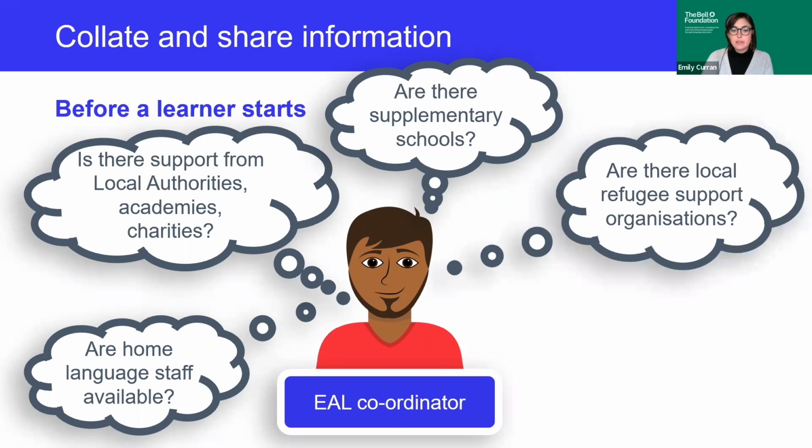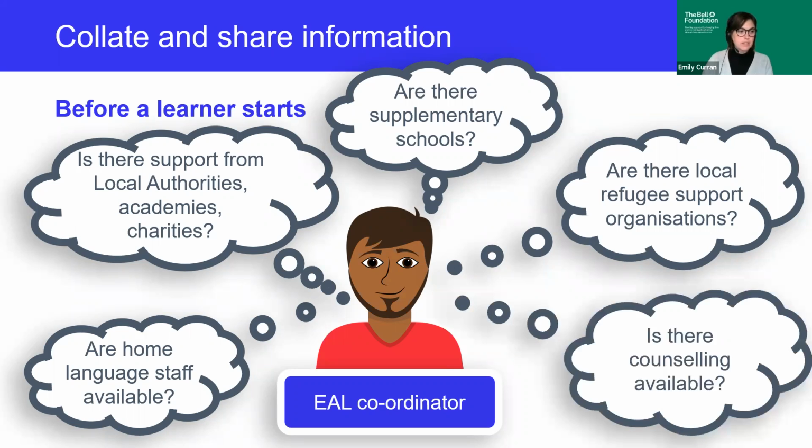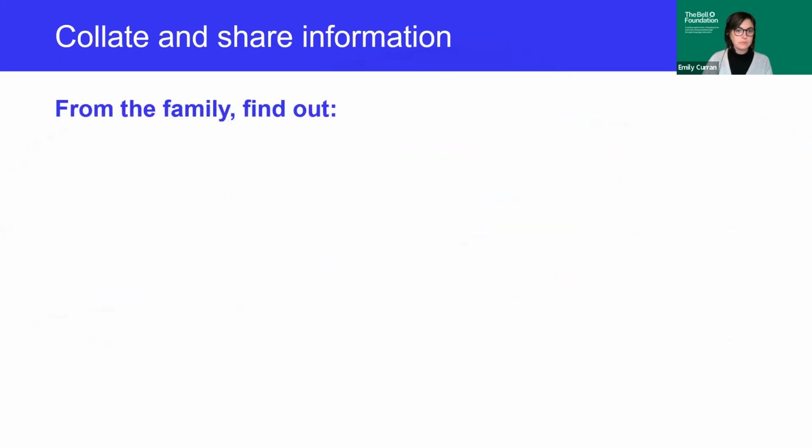There may also be local refugee support organisations who can support newly arrived families in a number of ways. So getting the contact details for these in advance might be really helpful, not only in practical terms, but also perhaps as a way of finding a community. And lastly, consider if there's any counselling available for both the children, families, and to support staff at school.